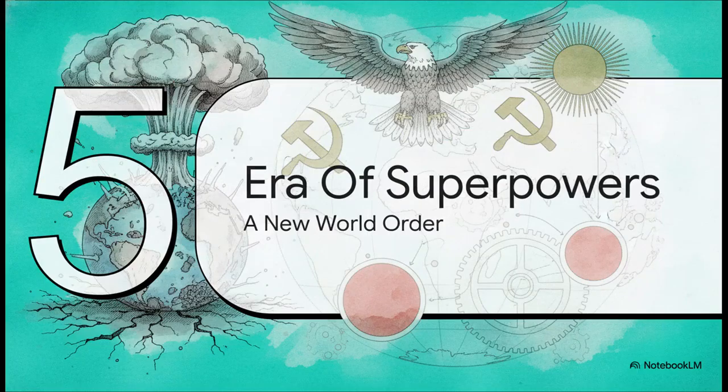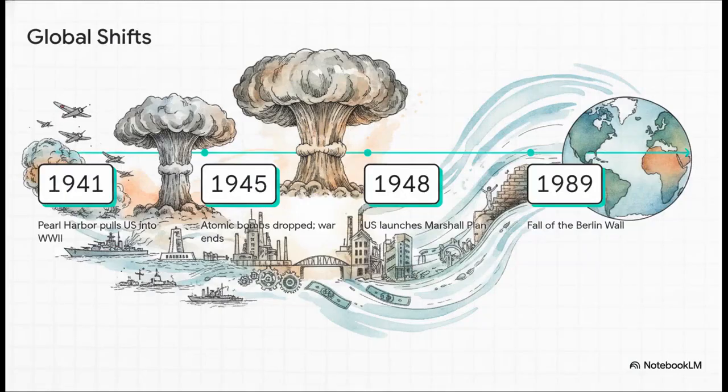Finally, we arrive at Part 5, the era of superpowers. The shock of Pearl Harbor in 1941 dragged the U.S. out of its isolationism and transformed its economy into an unparalleled industrial war machine. The war ended in 1945 with the devastating deployment of atomic bombs, and by 1948, the U.S. was literally rebuilding Europe through the Marshall Plan. Through this rapid progression, the balance of global power completely shifted, firmly cementing the United States as a dominant superpower.